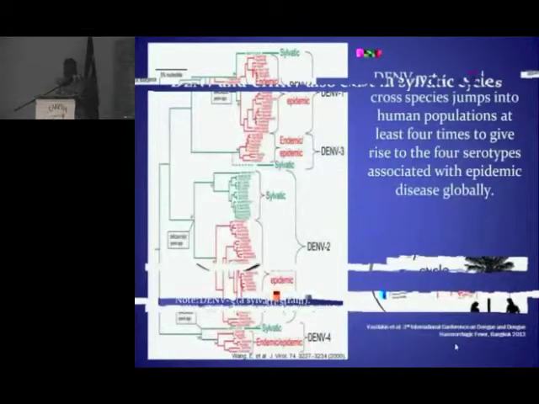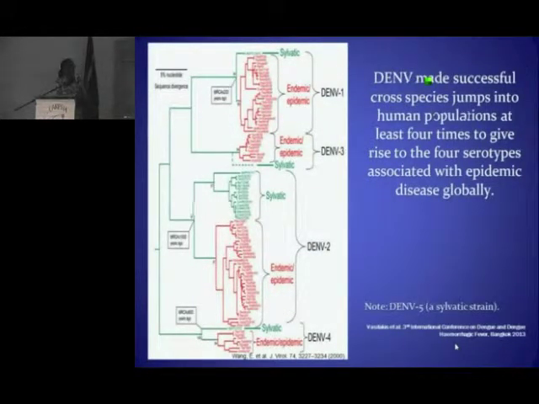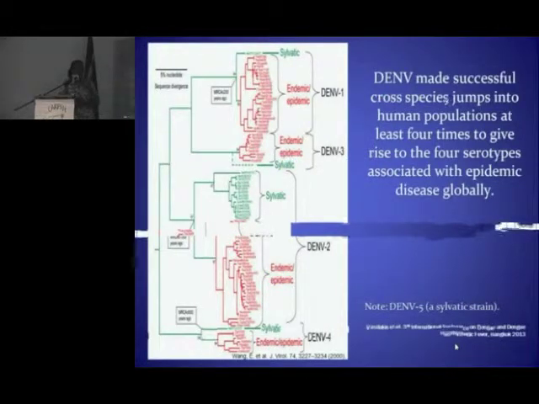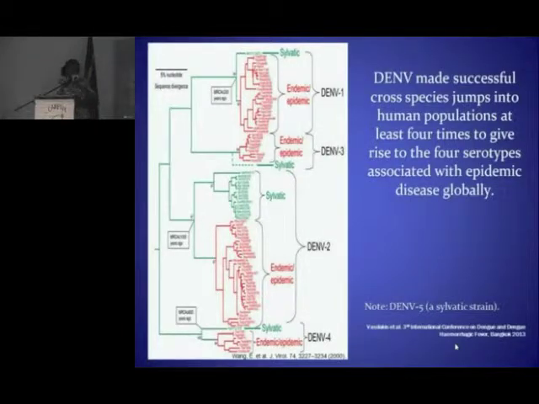And dengue made that successful jump from a sylvatic transmission cycle into human populations 4 times, and each jump resulted in the emergence of one of those serotypes. And we now have evidence that there's a 5th one occurring as well. So this figure that I'm showing on the left here just shows the genetic relationship between the sylvatic viruses and the epidemic viruses in circulation. And you'll see that each one of the serotypes is closely related to a sylvatic strain.